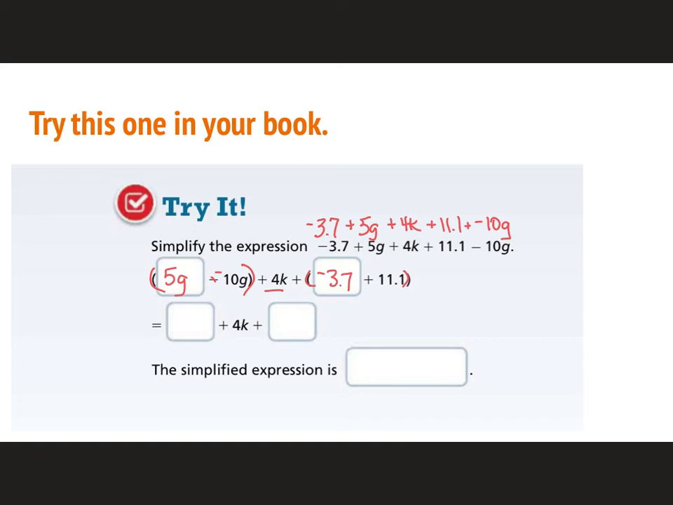So now we're going to simplify. 5G plus negative 10G. So 5 plus negative 10, different sign, subtract this time and keep the larger sign, is negative 5G. Plus 4K can't be added to anything, so it's by itself. And now the constants. So negative 3.7 plus 11.1. And you can use your calculator or just think different sign, subtract this time. So that would be 7.4, and it's positive because we're going to keep the larger sign. So now we're going to clean it up. The simplified expression is negative 5g plus 4k plus 7.4.